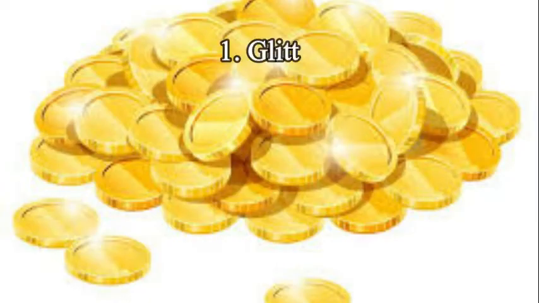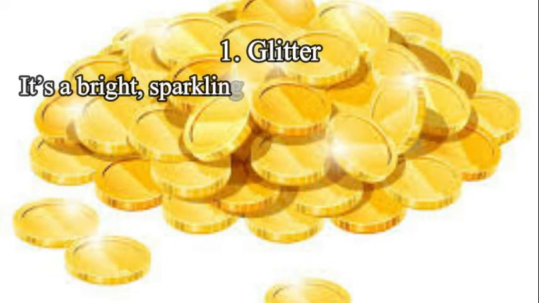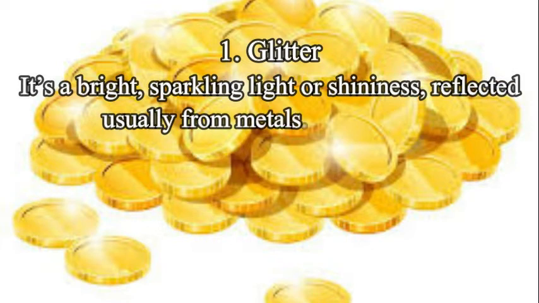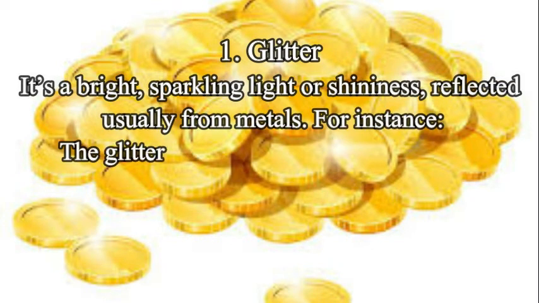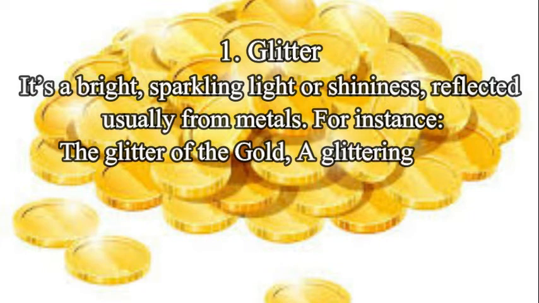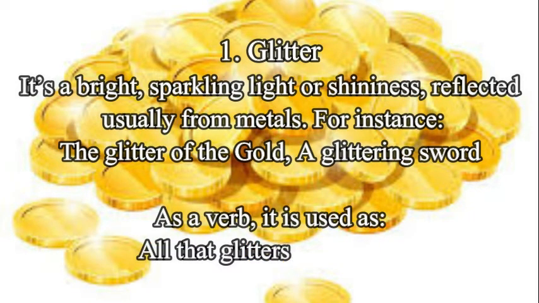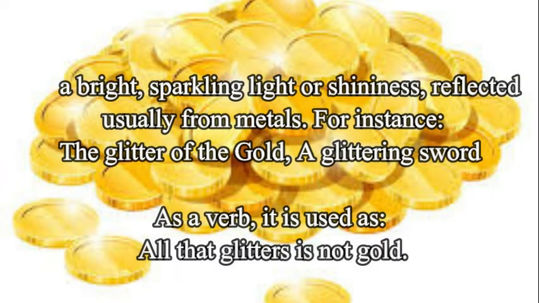First example is glitter. It's a bright, sparkling light or shininess, reflected usually from metals. For instance, the glitter of the gold or a glittering sword. As a verb, it is used as all that glitters is not gold.